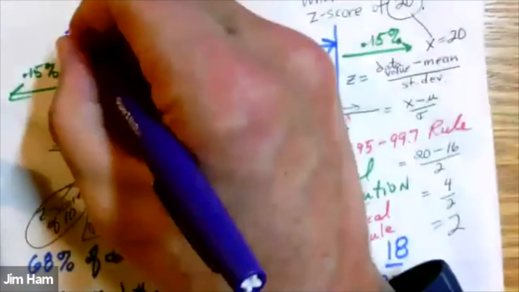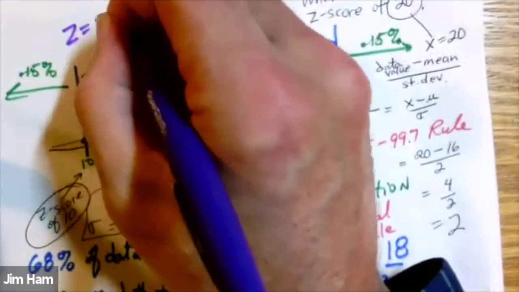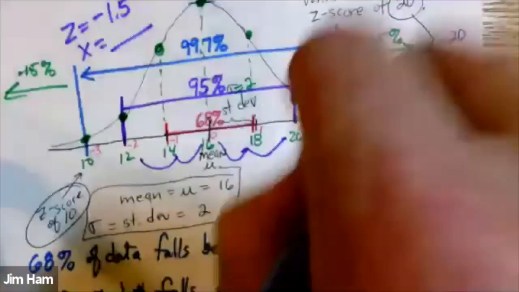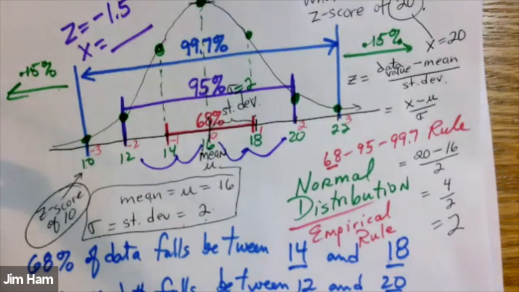If the z-score is negative 1.5, what's the data value? In this example, write your answer in the chat. See if you can figure that out. We're going backwards now. Okay. You either see it or you don't.